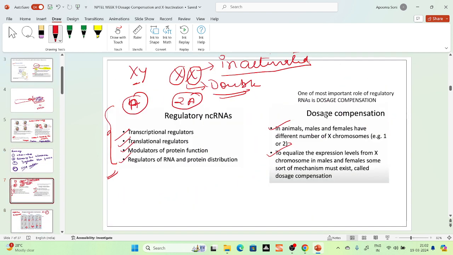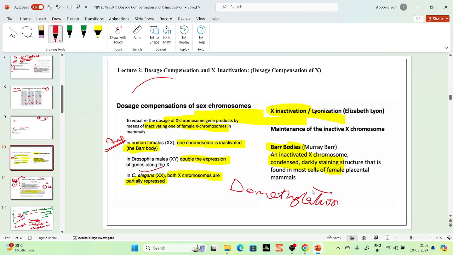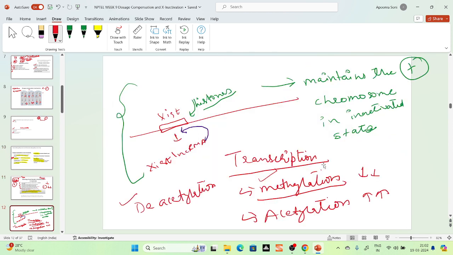Then we come to dosage compensation. We saw that there are different mechanisms in mammals, in C. elegans, and in Drosophila. In mammals, there is inactivation of one of the X chromosomes. In C. elegans, both chromosomes are present, but they are slightly repressed. In Drosophila, the one X chromosome present in the male is hyper expressed. So ultimately, the expression is equal in all. Then we saw that the inactivated X chromosome is maintained in the form of a bar body, which is a condensed and darkly stained structure.